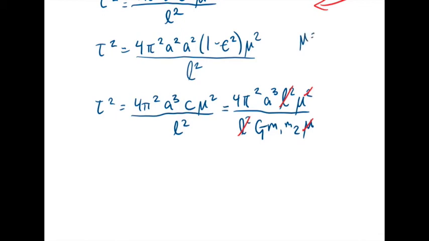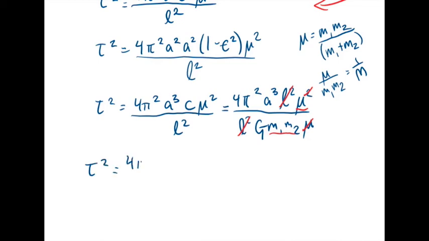Recall that mu, the reduced mass, equals m1 m2 over the total mass, which is m1 plus m2. Then mu over m1 m2 equals 1 over the total mass. In this equation, we have mu over m1 m2, so we'll make that substitution, and that gives tau squared equals 4 pi squared over G(m1 plus m2), the total mass, all times a to the third. So this is the constant term.